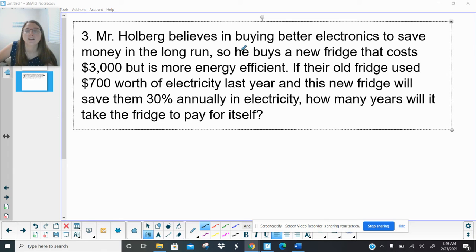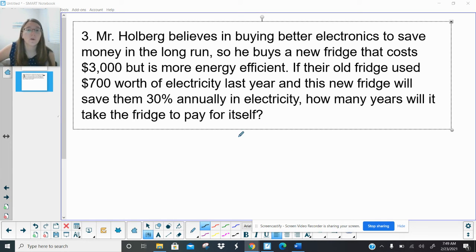So he buys a new fridge that costs $3,000 but is more energy efficient. So again, that means over time, we're going to be saving money on electricity. The old fridge used $700 worth of electricity last year, and this new fridge is going to save us 30% annually in electricity. So how many years will it take the fridge to pay for itself? Once again, because we're saving money, eventually all that money we save is going to add up to $3,000. So this is going to tell us how many years it would take for that to happen.